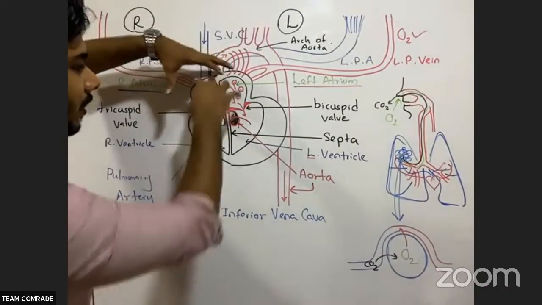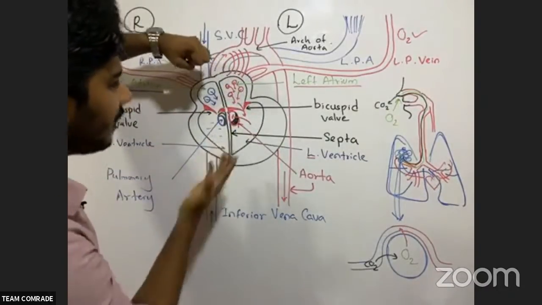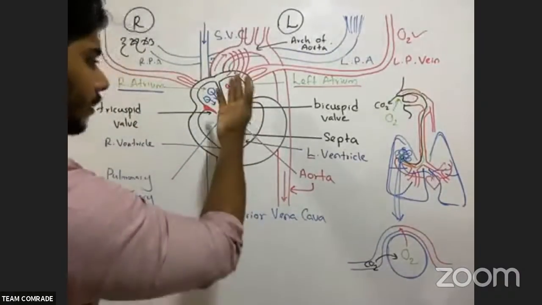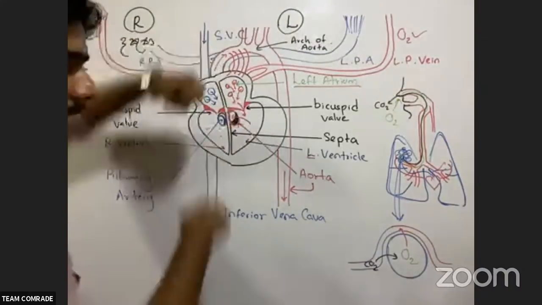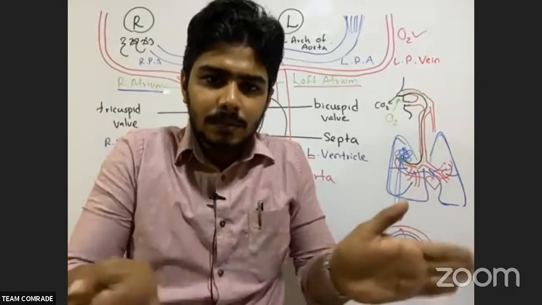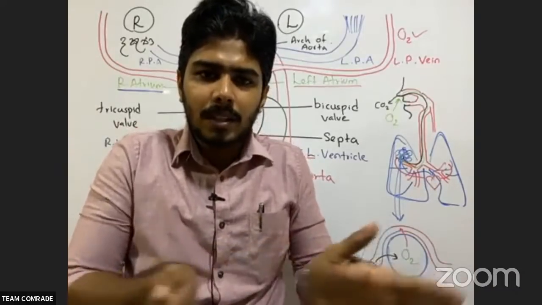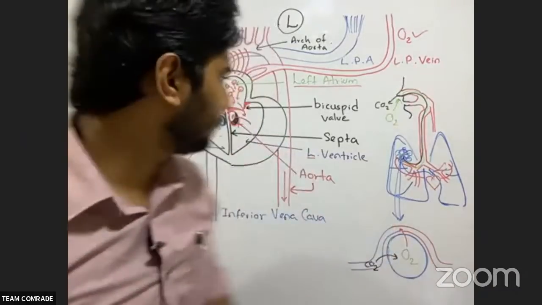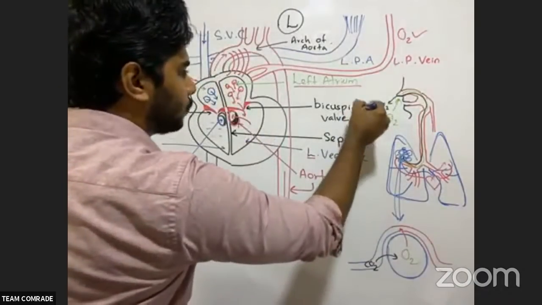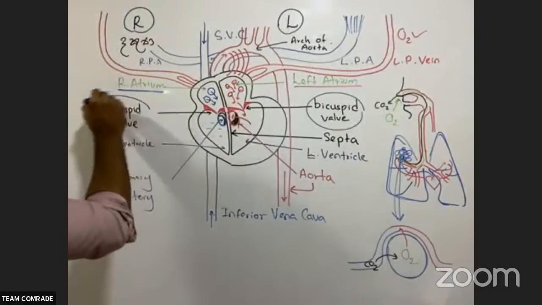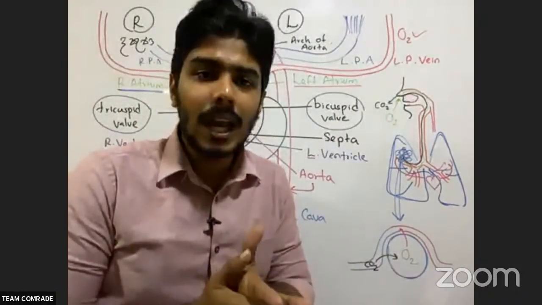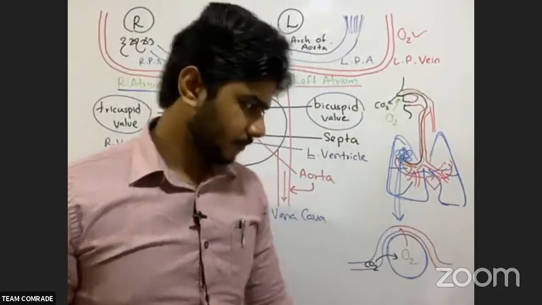Otherwise, what will happen? The blood which has gone down will come back again in vain. Therefore, the gate should close. They open like that, and they close like this. Lub, lub, lub. That is lub. So when the bicuspid and tricuspid valves get closed, the lub sound is coming.